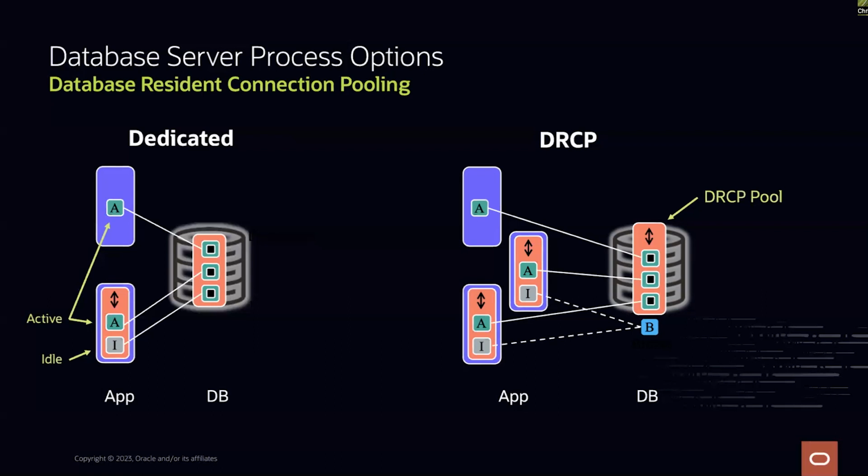So when you have thousands of clients, as we call them, thousands of connections, maybe thousands of processes, using connections for a short period of time, that's when DRCP comes in. This is supported in both thin and thick modes, so you can take advantage of it no matter which you're using.